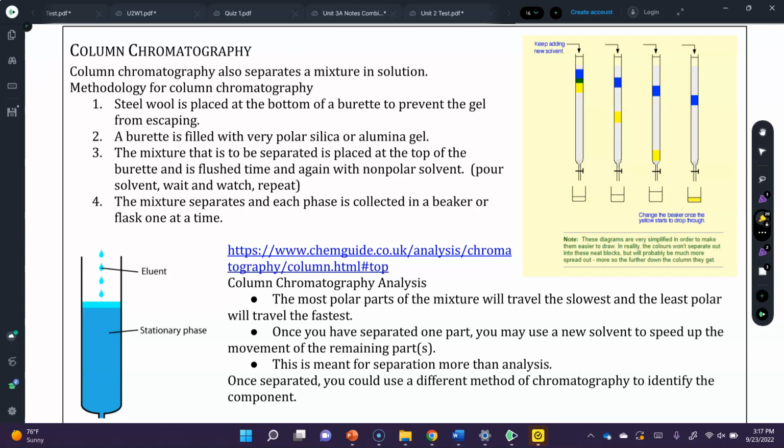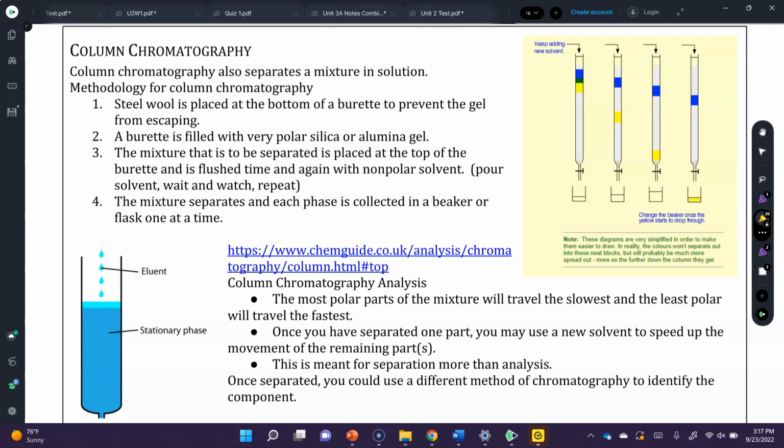So something is packed into the column to help separate it out. The gel is in here, and then steel wool as well to prevent it all from flowing through. A burette is filled with polar silica or alumina gel, just like thin layer, but this is a column to allow the solution mixture to run through.